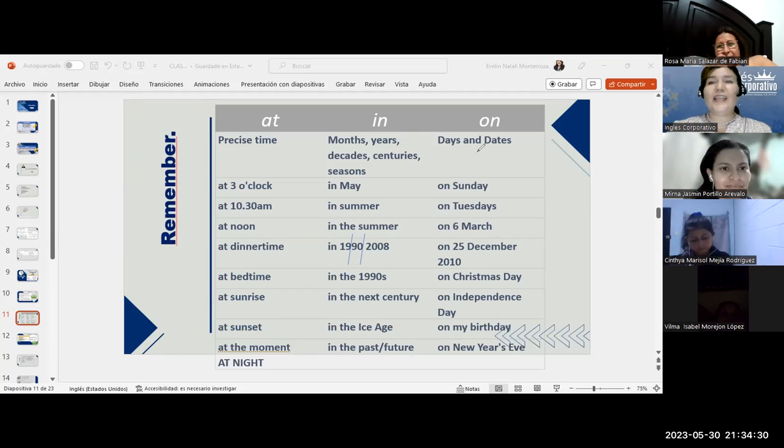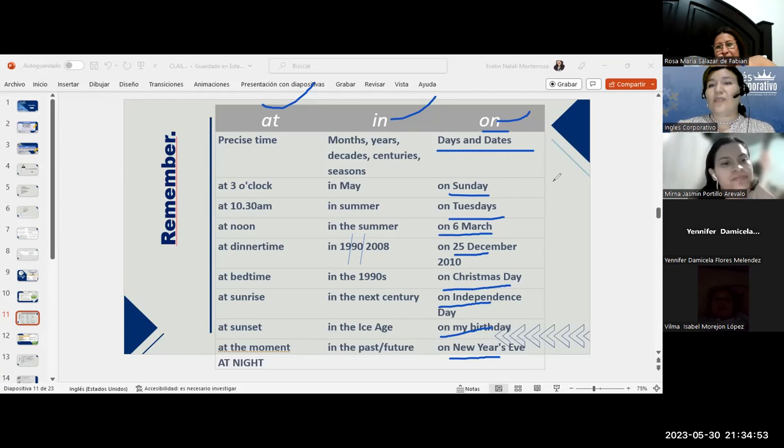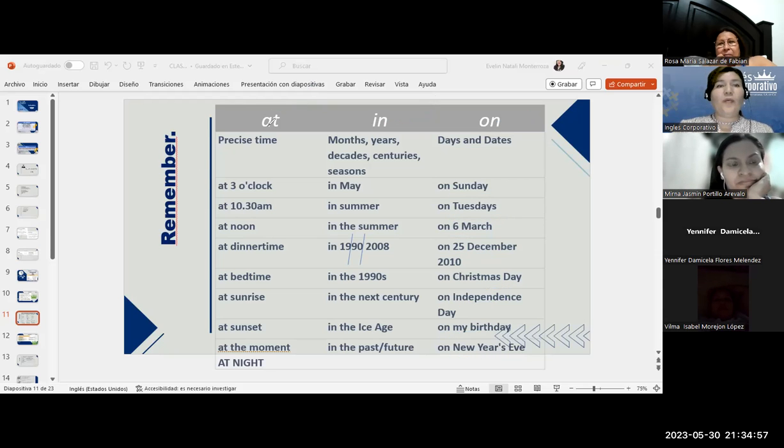I was born in 1984, in 1986, in 2000, right? And with on, you use it with days and dates. Right? On Sunday, on Tuesday, on 6 March, on 25th December, on Christmas Day, on Independence Day, on my birthday, and on New Year, right? That's the way you use at, in, and on, right? Those are the three forms that you use to express moments in time, right?